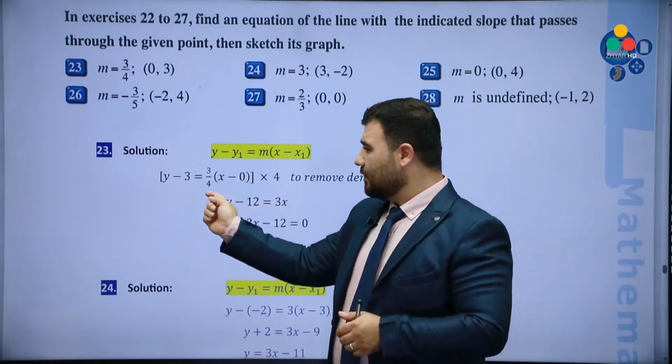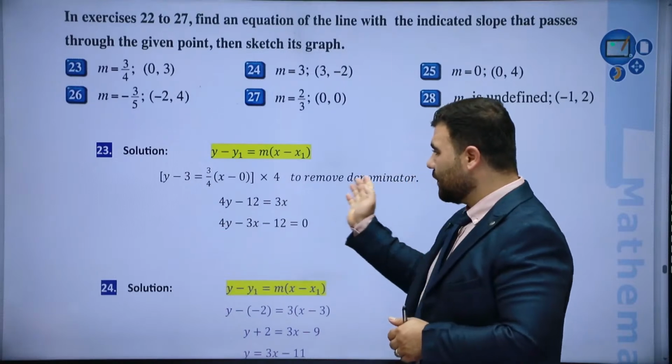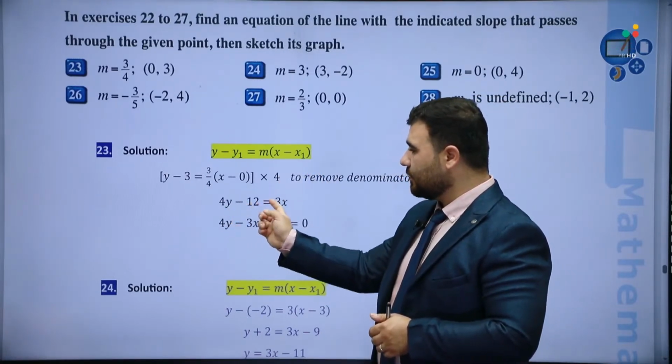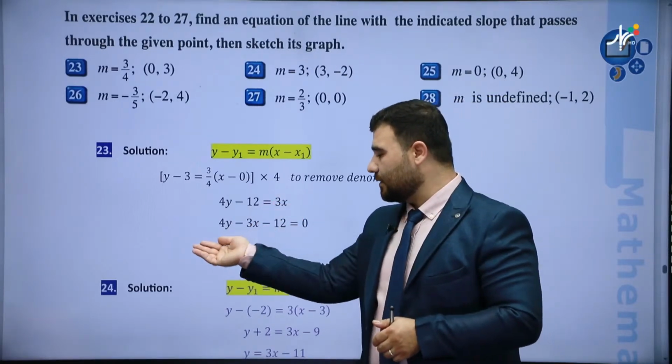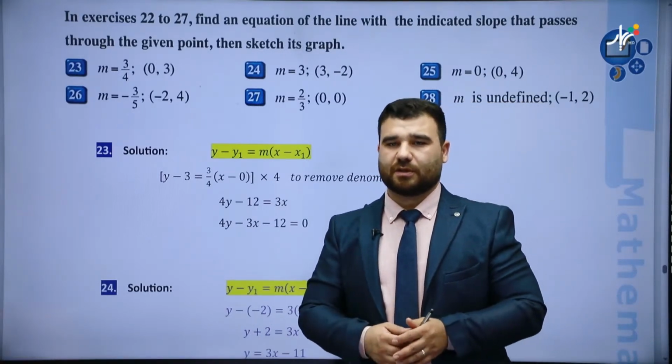Simplifying this, in order to remove this 4 in the denominator, to get rid of the fraction, multiply everything by 4. This will be 4y minus 12 equal to 3x. Then 3x to the other side: 4y minus 3x minus 12 equal to 0. This is the general form.